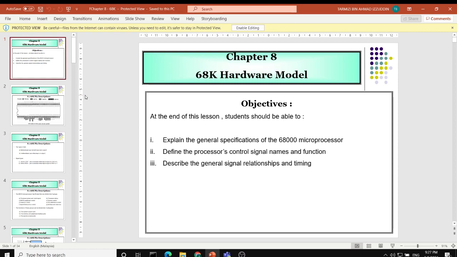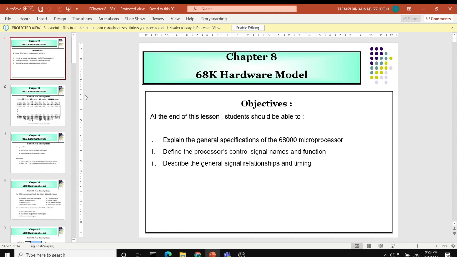Okay, so we're going to start off with chapter 8, which is on the 68K hardware model. The objective of this lecture: by the end you should be able to explain the general specification of the 68K microprocessor, define the processor control signal names and functions, and describe the general signal relationship and timing.